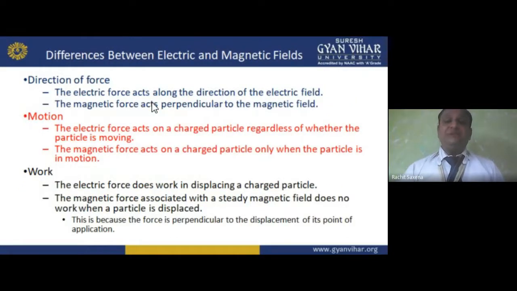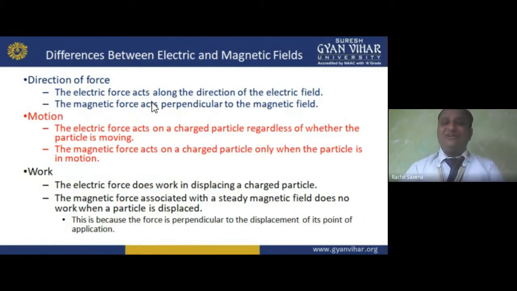Now these are some differences between the electric field and the magnetic field. First, the direction of force. The electric force acts along the direction of the electric field. The magnetic force acts perpendicular to the magnetic field.